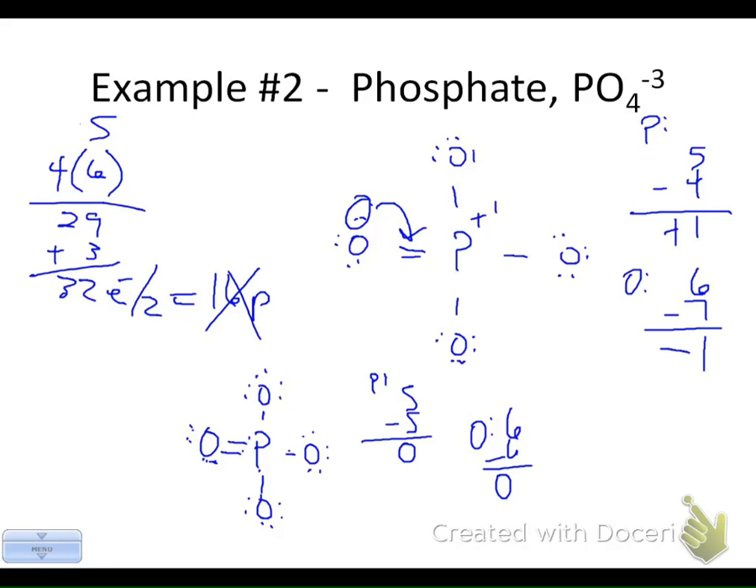So we have improved this structure by putting 1 double bond on it. And so phosphate now is going to have 1 double bond. 4 resonant structures. I could have put that double bond on any one of the 4 oxygens. And there we go.